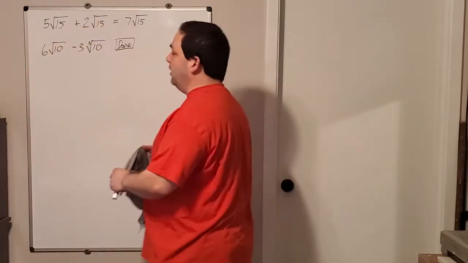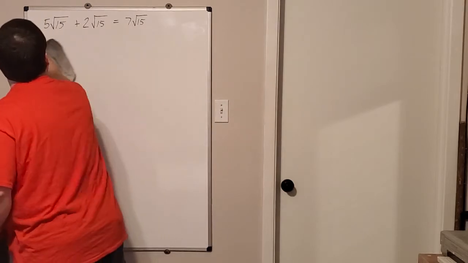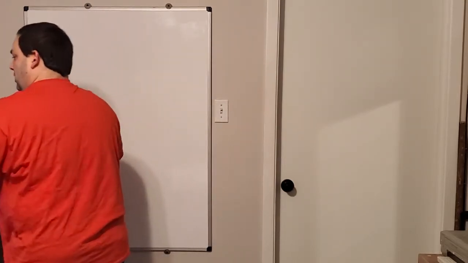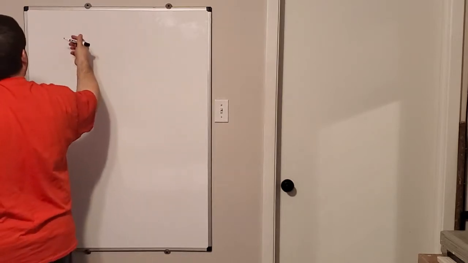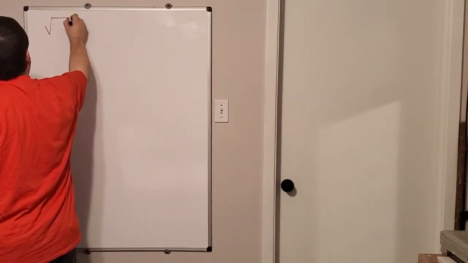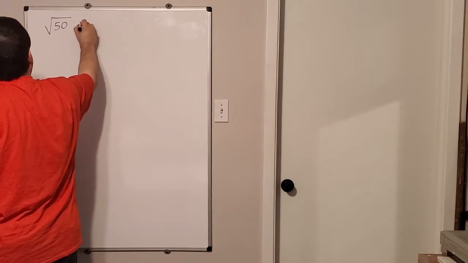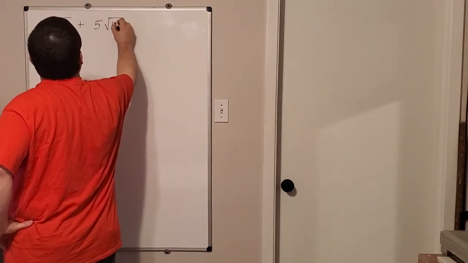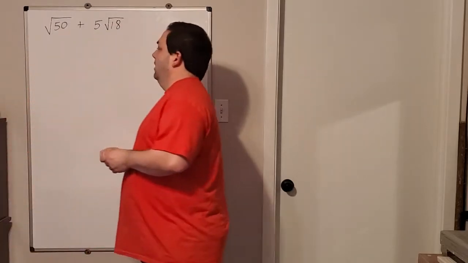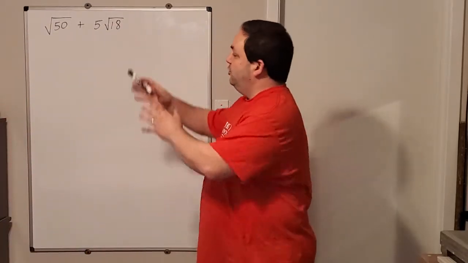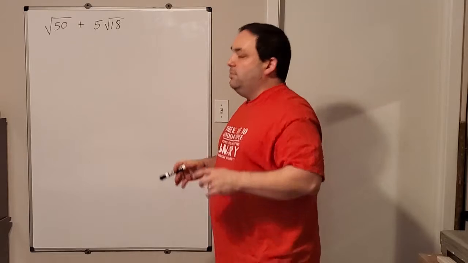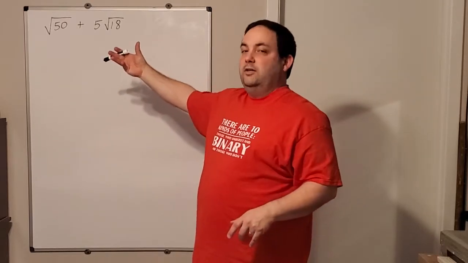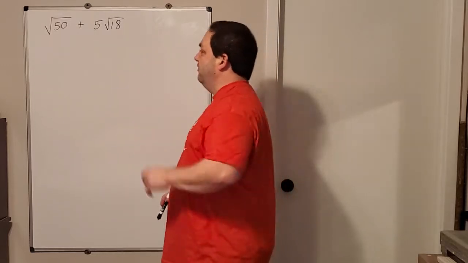Let's do an example now that's not just one step like that. So now I've got square root of 50 plus 5 square root of 18. So all I've really got here is two individual radicals that need to be simplified like in the previous skill, and then afterwards I'll see if they're like terms or not. So we're going to work individually here.